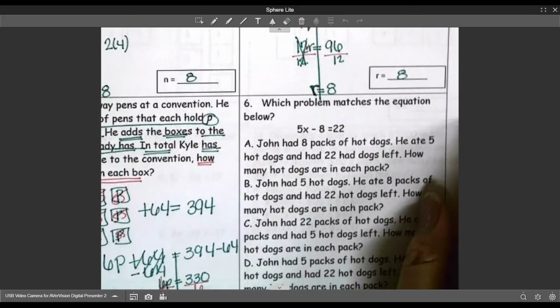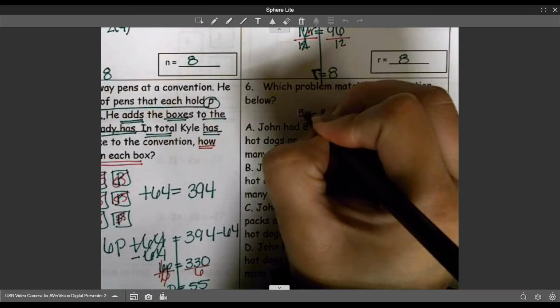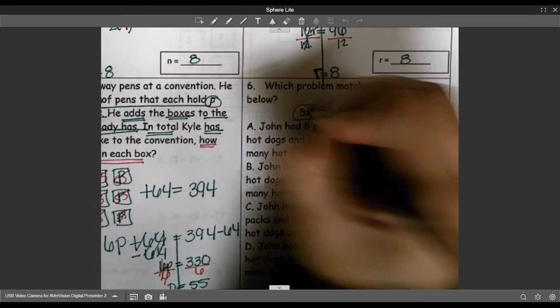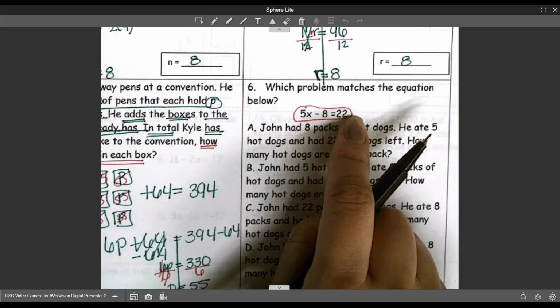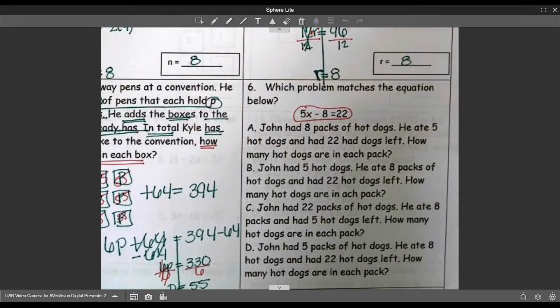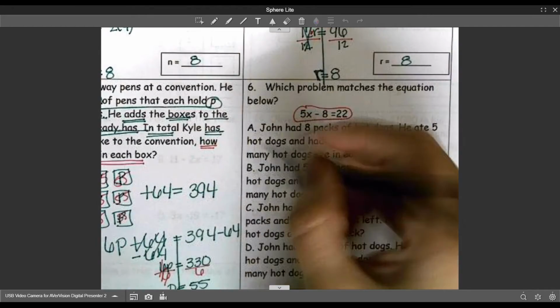Number 6. Which problem matches the equation below? Here's the equation: 5x, or 5 times x, minus 8 equals 22. So I'm going to read letter A, and we're going to decide whether that one is true or not true. Like, does it match or does it not match?